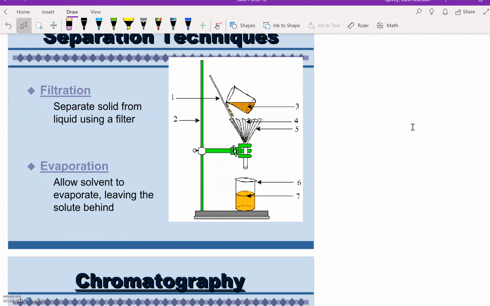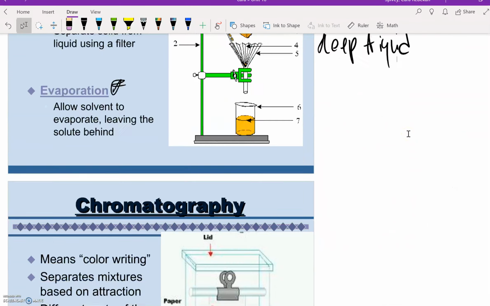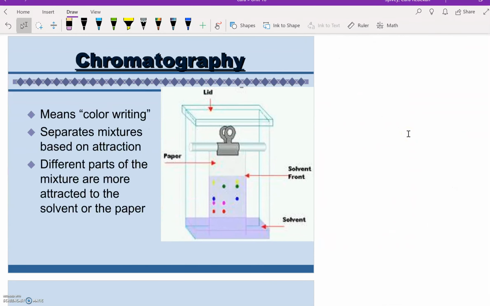Filtering and evaporation. Evaporation is very similar to distillation. You're just boiling off what you want. Filtering is just like a coffee filter. This is where you want to keep the liquid. Sorry, I misspelled that. You want to keep the liquid, so you pour the coffee and the coffee grinds into the filter. You throw away the coffee grinds, you keep the liquid. So remember, filtering and decanting are very similar, but decanting you keep the solid, filtering you keep the liquid.